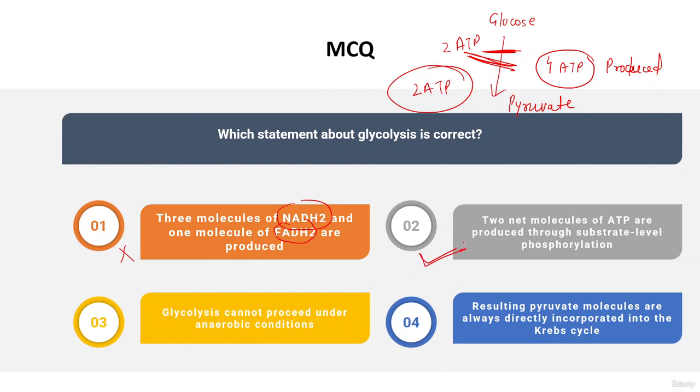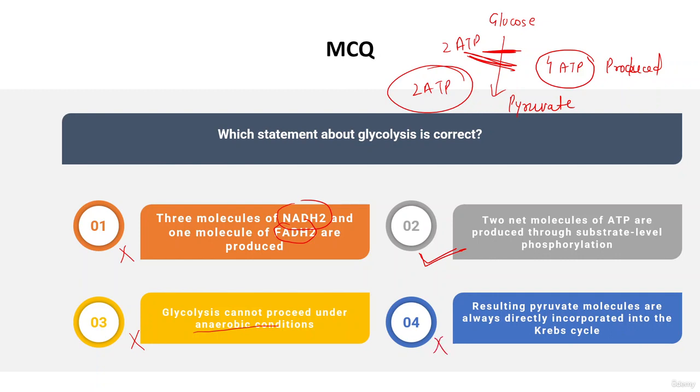This option is true. Glycolysis cannot proceed under anaerobic condition. This is also wrong. Glycolysis is an anaerobic process and it only takes place in the cytoplasm. It is an anaerobic process. Next option is resulting pyruvate molecules are always directly incorporated into the Krebs cycle. No, it is not always necessary. So this is also wrong.